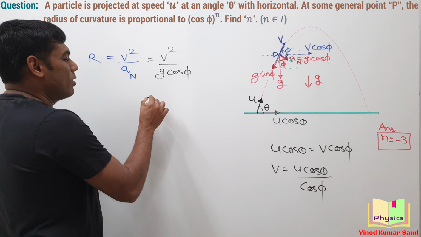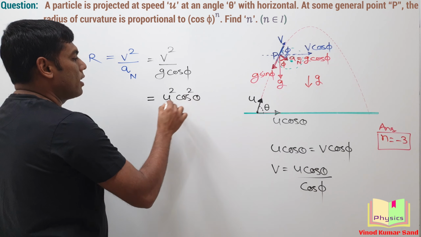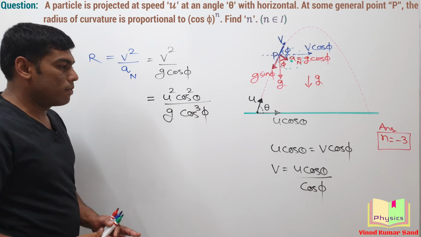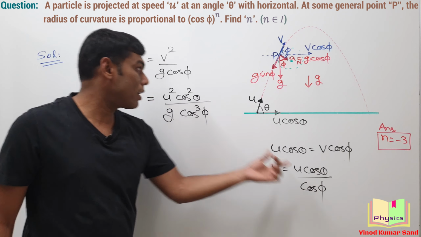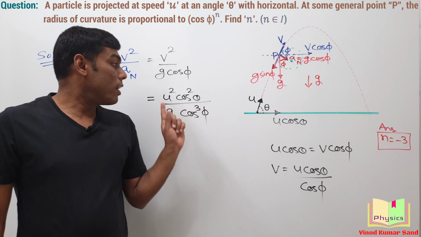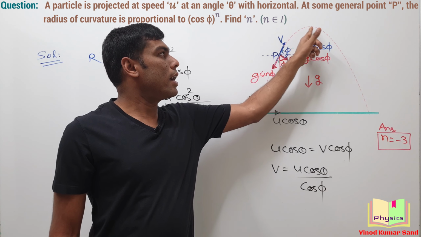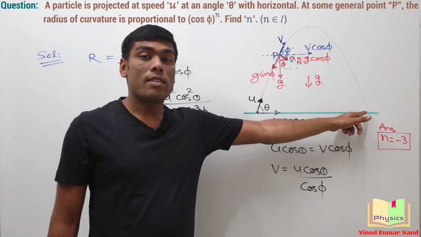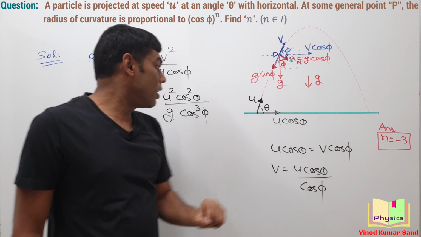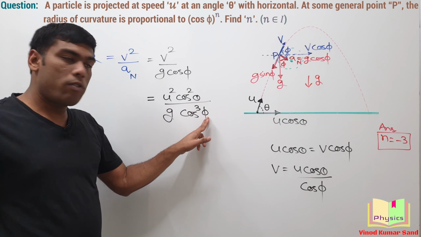So I am substituting the value of v here, which will be equal to u square cos square theta divided by g cos cube phi. You understand this? v square gives a cos square phi term, and one cos phi was already there, so cos cube phi. Why have we done that replacement? Actually, v here is variable. At this point, and this point, the value of v will be different, and the value of phi will keep on changing. We need the proportionality of r in terms of phi.